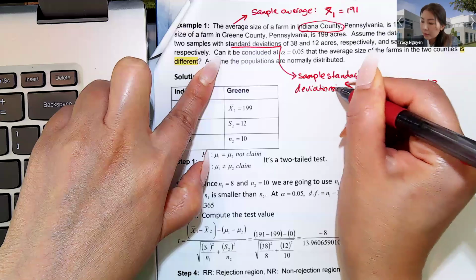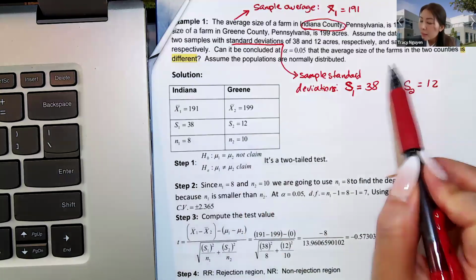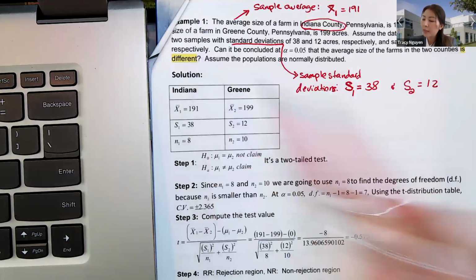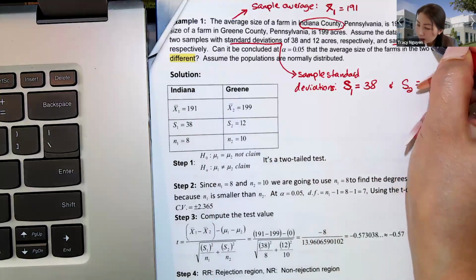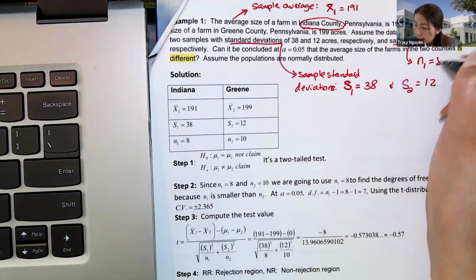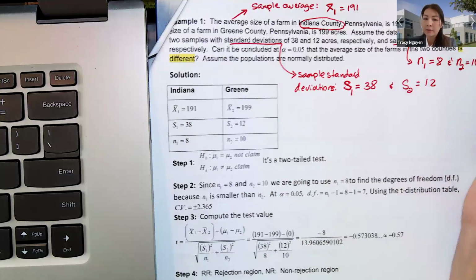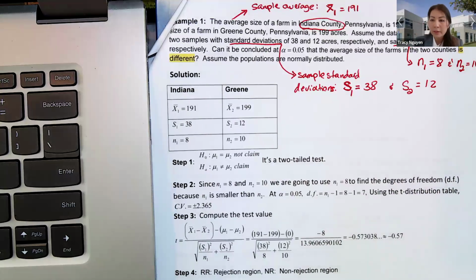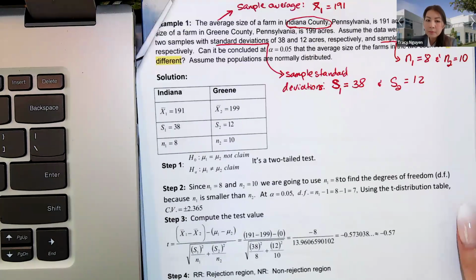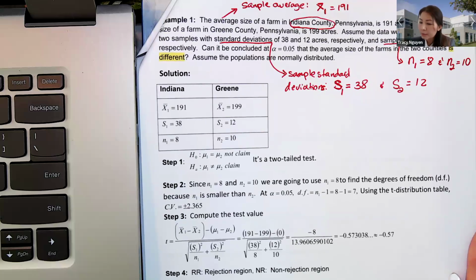Since I have both here, I'll write standard deviations. And the sample sizes of 8 and 10 respectively. So sample sizes tell us N1 equals 8 and N2 equals 10. Let me move this so that you see this part right here. All right, so N1 equals 8 and N2 equals 10.